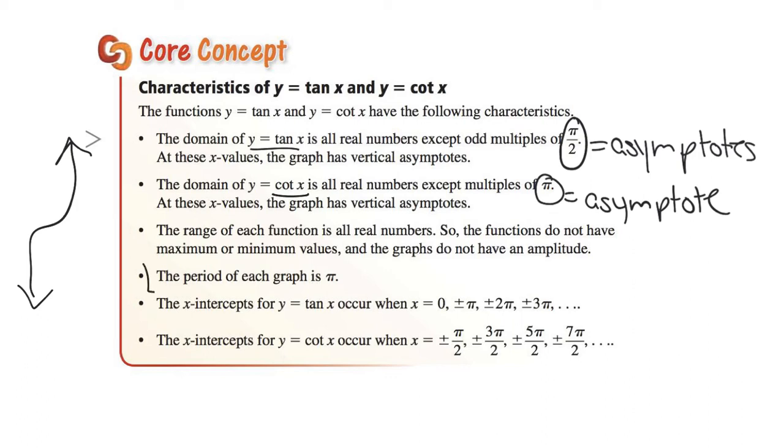The period of the graph is pi, and then the x-intercepts for tangent occur at every pi multiple, and then the x-intercepts for cotangent occur at every pi over 2 multiple, which those are flipped from the asymptotes on each.